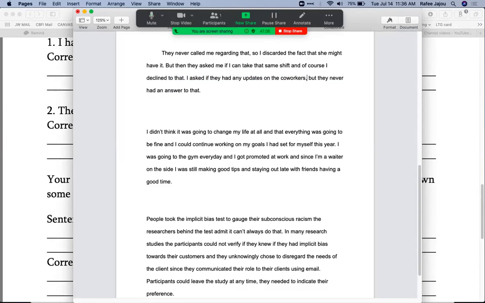Moving on. Let's try this one. Okay, where is this sentence really supposed to end here? I didn't think I was going to change my life at all and that everything was going to be fine and I could continue working on my goals and I had set for my year. Okay, they decided to stop here, but I think you could split this up into 2 sentences. I didn't think it was going to change my life at all. And, oh, there's your connecting word. Okay, so we have an independent statement.